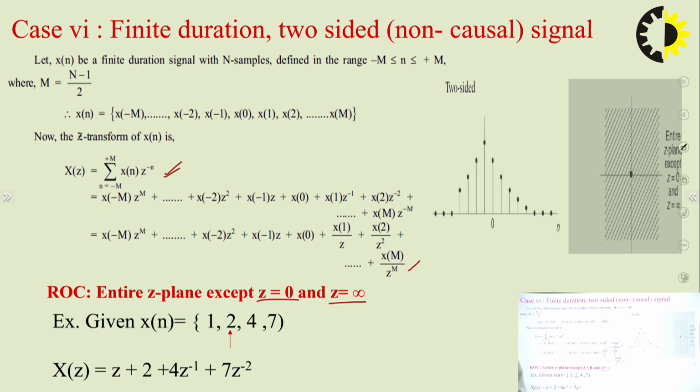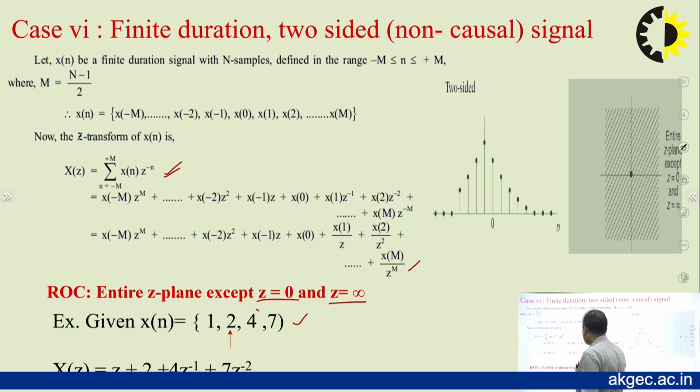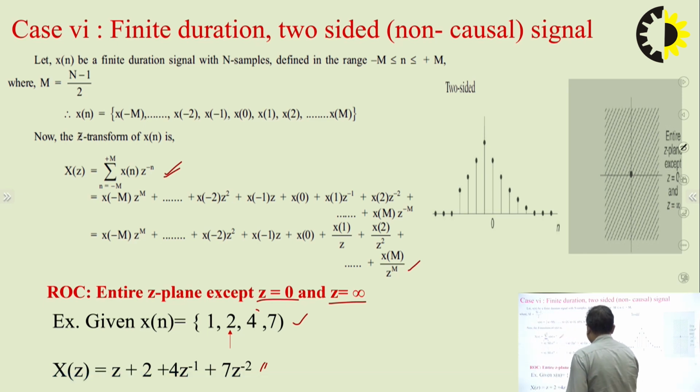This is one example I have taken: 1, 2, 4, 7. If you write it, this corresponds to 2z plus 2 plus 4z to the power minus 1 plus 7z to the power minus 2. And what is the ROC? If you put z equals 0 in it, the term 4 by z will become infinity, so overall X(z) will become infinity. And if you put z equals infinity over here, X(z) will also become infinity.